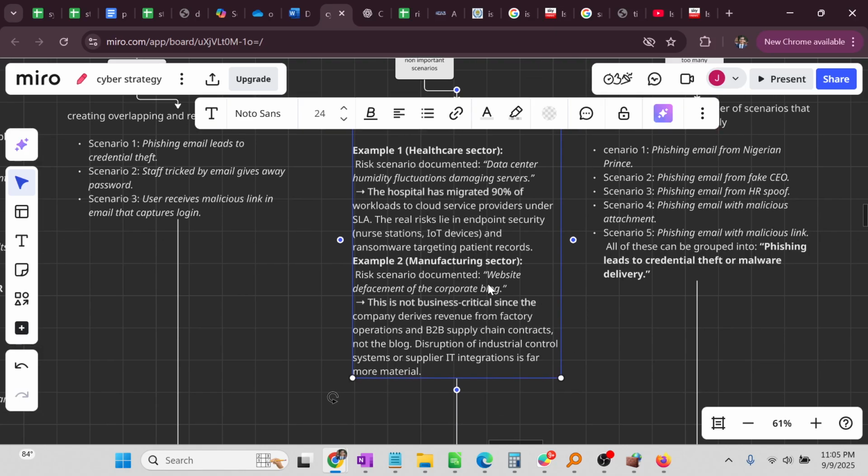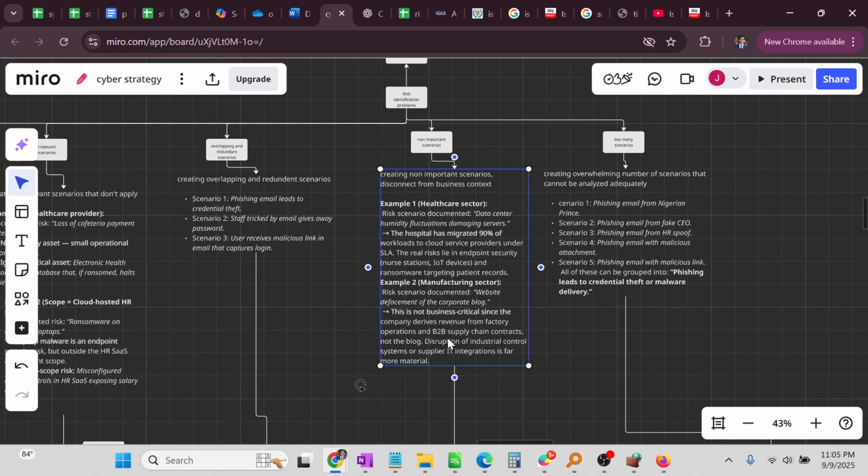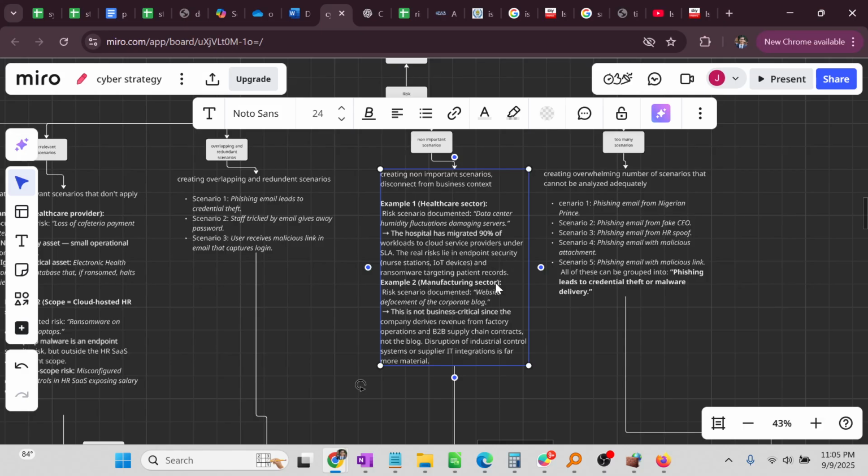Another is website defacement of the corporate blog. So you have a manufacturing sector organization and you are focusing on a risk, website defacement of corporate blog. Well, this is a risk, but it's not a critical risk. It's not an important one. The important one would be the supply chain contracts, the manufacturing disruptions, that is, disruption of industrial control systems. So that's the kind of risk you should be talking about, not something that's not important.